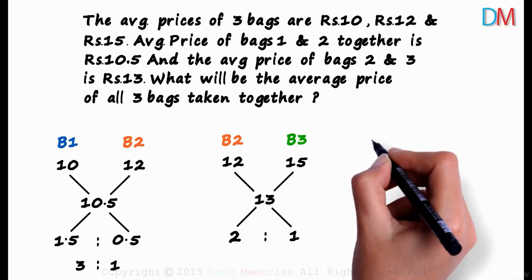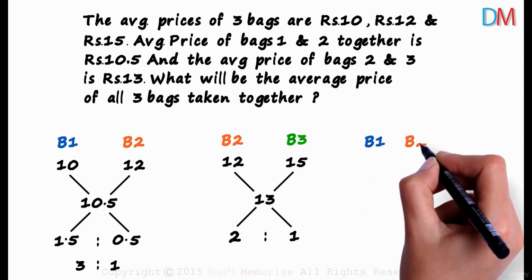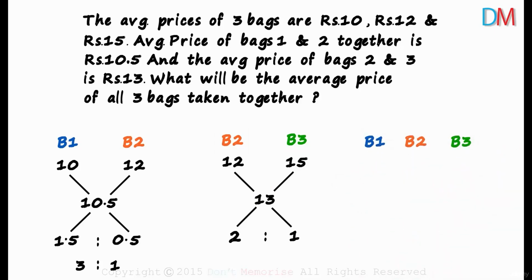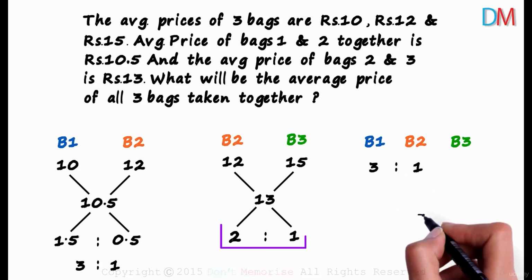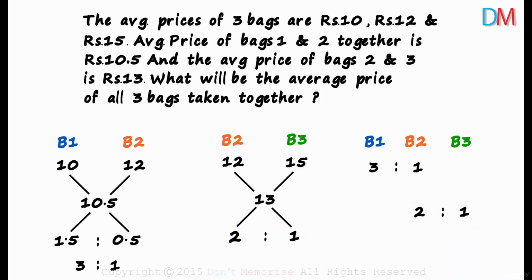But now we come to the important part. How do we find the ratio of the weights of bags 1, 2 and 3? It's actually very easy. The ratio of weights of bags 1 and 2 is 3:1 and that of bags 2 and 3 is 2:1. The common one is bag 2. So we try to make that part of the ratio same. 3:1 can also be written as 6:2. And this gives us the ratio of the weights of the 3 bags as 6:2:1. This is the ratio we wanted.